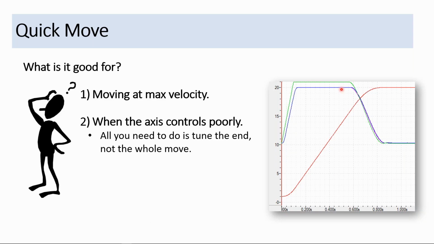But back to the quick move here. When we have a system that controls poorly, it may cause all kinds of problems during the move, most especially on the integral gain, and cause overshoot and undershoot and so on. If we get rid of having to control the beginning and just control the end, it can simplify some things, which is what the quick move is really good for sometimes.